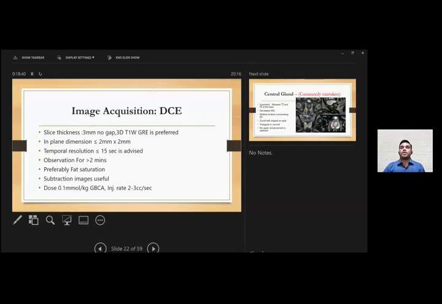Another key important requirement is that the gadolinium injection should be at a steady 2 to 3 cc's per second.